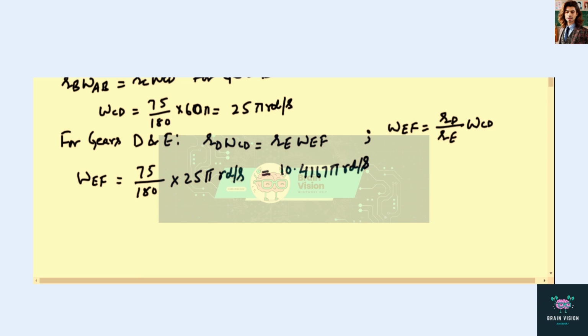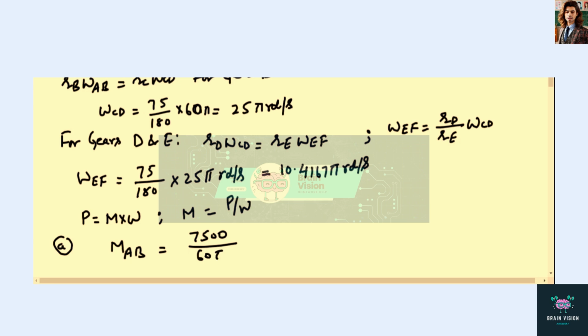Power we know, so power is defined as moment into angular velocity. Now first part, moment is equal to power upon angular velocity. So for the shaft AB, it would be power, that is 7500, and angular velocity of AB is 60 pi. So couple on shaft AB we will get 39.8 Newton meter.